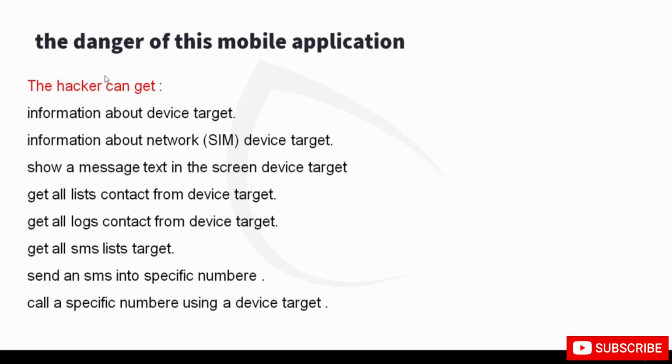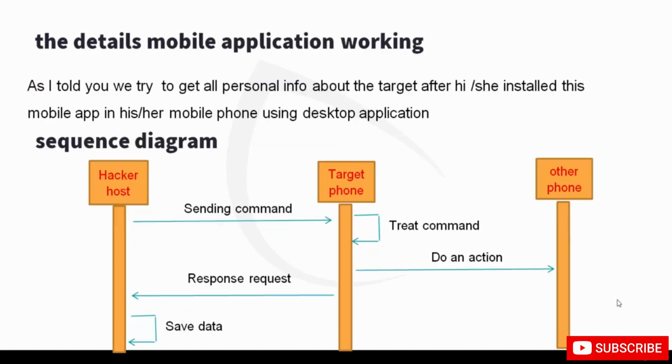The danger of this mobile application: the hacker can get information about the target device, information about the target device network, show a text message on the target device screen, get all contact lists from the target device, get all call logs from the target device, get all SMS lists, send an SMS to a specific number, and call a specific number using the target device. The details of how the mobile application works.